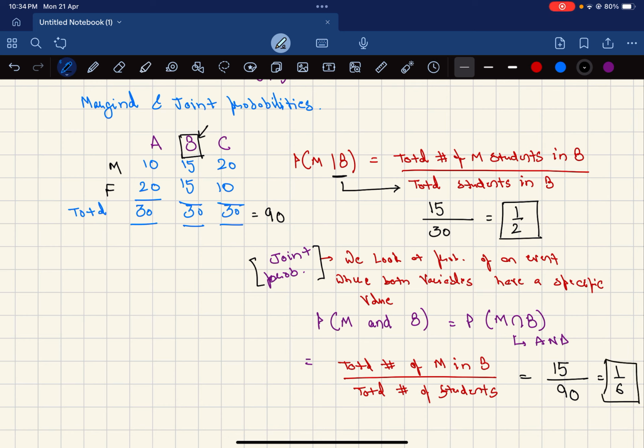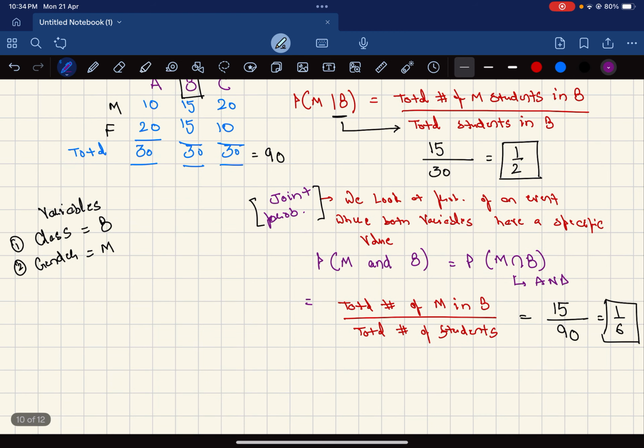So why is this a joint probability? Because we are putting conditions on both the variables. We have two variables here, class and gender. Since we need the class to be equal to B and gender to be equal to male, we are putting conditions on both the variables here, and thus it is a joint probability in this case. Now, this is the major difference between the conditional and joint probability. Finally, let us move on to marginal probability.